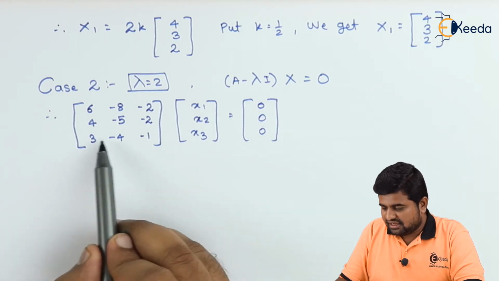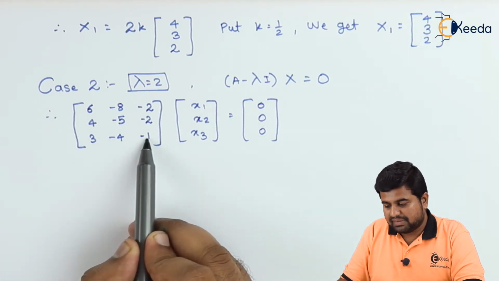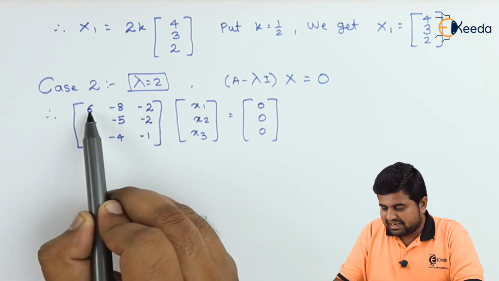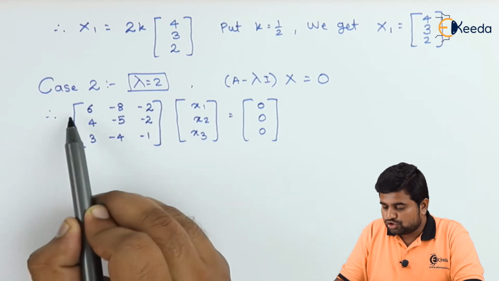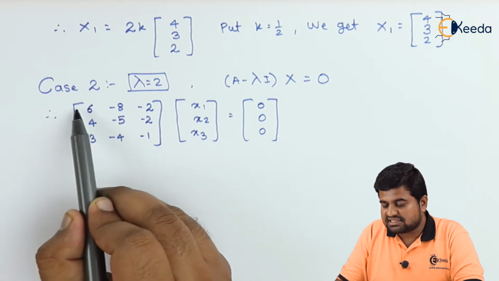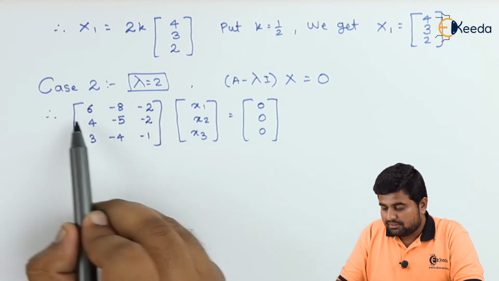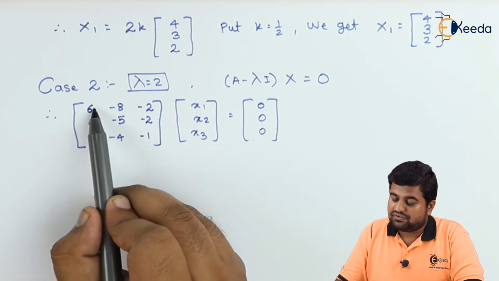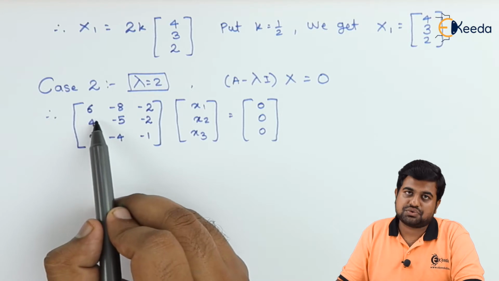As you can see, 3, minus 4 and minus 1. If you multiply this with 2, you will be getting 6, minus 8 and minus 2. So these two equations are nothing but the same, that is row 1 and row 3. But the row 2 equation is different. So we can consider the first two equations and use Cramer's rule on it.